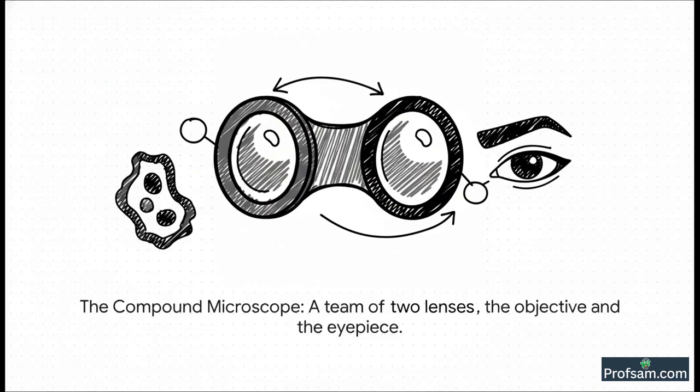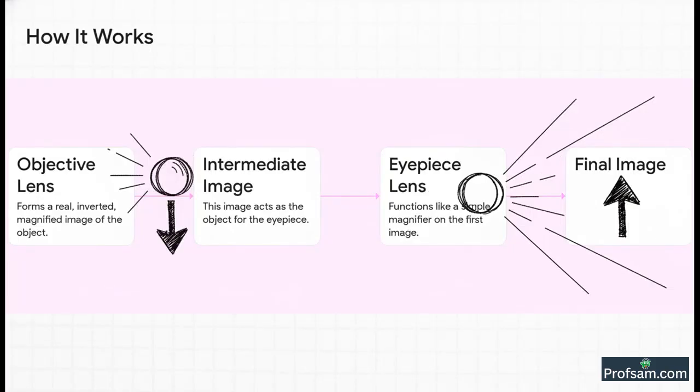The first one, which is right next to the object we're looking at, is called the objective lens. And the second one, the one our eye looks through, is called the eyepiece. It's a two-lens system. Okay, so how does this team work? It's a brilliant four-step process.